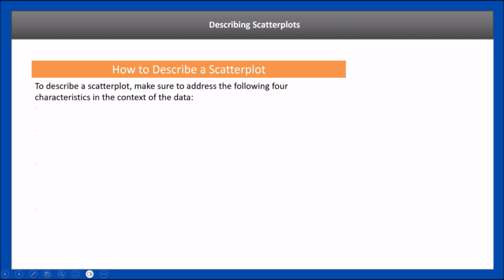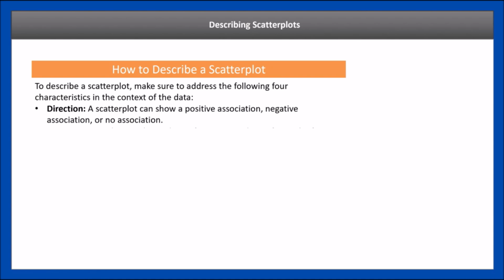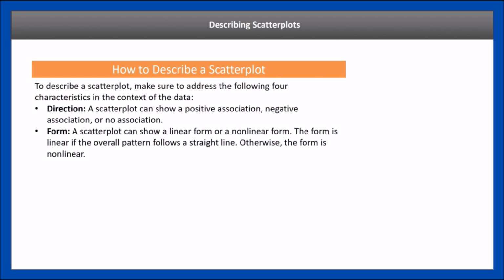All right, so how do we describe a scatter plot? So the first thing you want to do is describe the direction. So is it positive, negative, or no association? Kind of like what we referred to earlier. You want to describe the form. So does it show a linear form or a nonlinear form? The form is linear if the overall pattern follows a straight line. If it follows a curved pattern, then we would refer to it as nonlinear or curved or curvilinear.